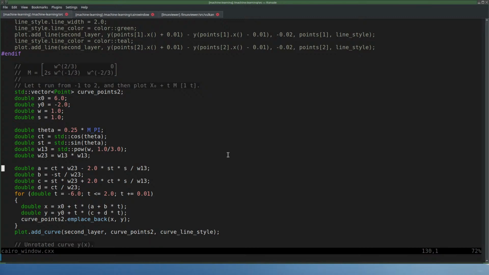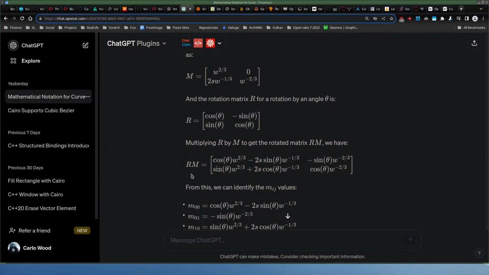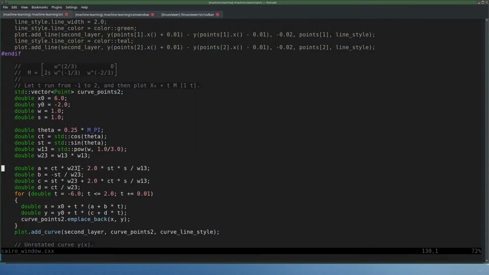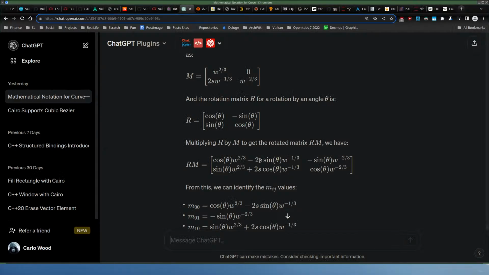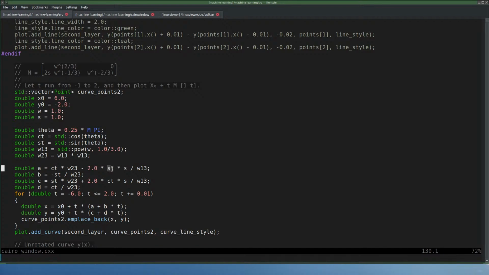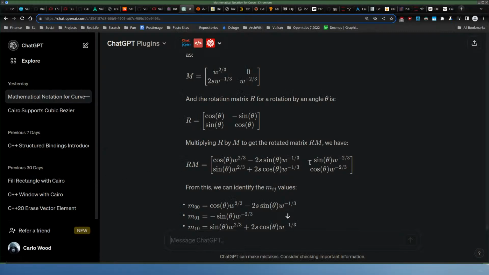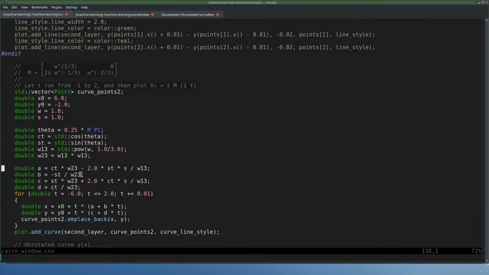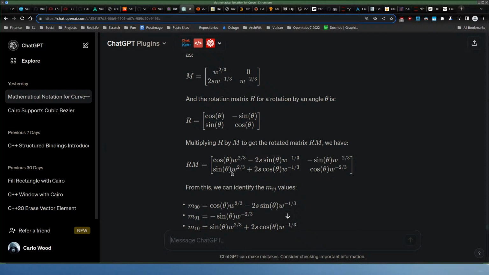So yeah, A is M00. I think I have A, B, C, D here. Yeah, so A is cosine theta times W to the power 2/3, minus 2 times S times the sine of theta times W to the power minus 1/3. So that's correct. And then B is minus the sine of theta times W to the power 2/3. Yep. And C is sine of theta.